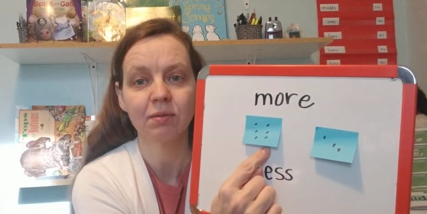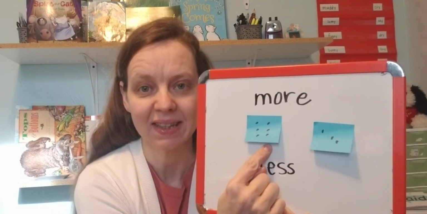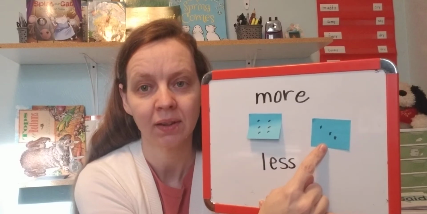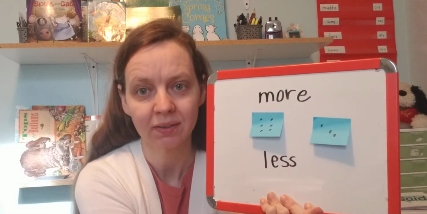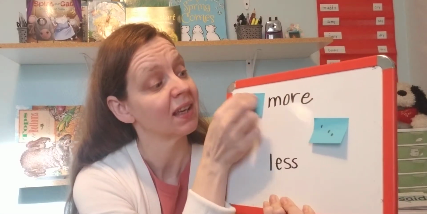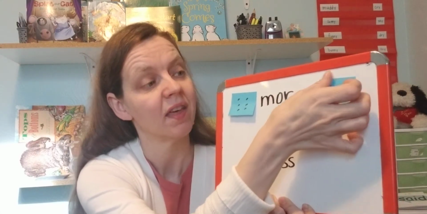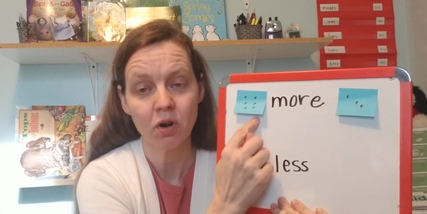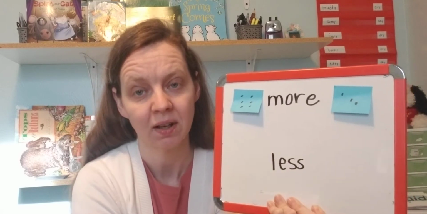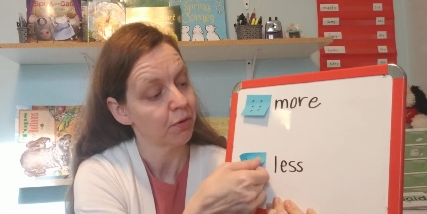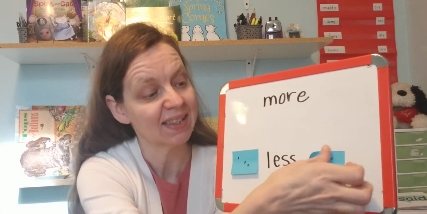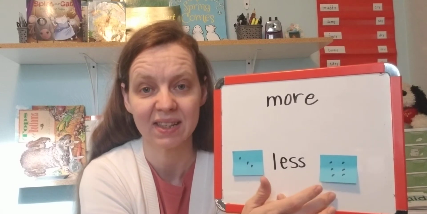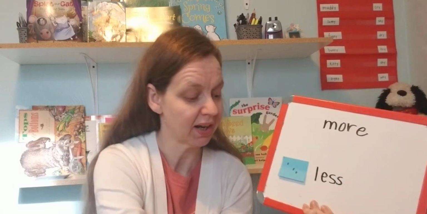How many dots do you see? 6 and 3. Which one is more? Is 6 more or is 3 more? 6 is more than 3. 6 has more than 3. There are more dots on this paper than there are on this one. All right, let's turn it around. 3 is less than 6. There are less dots on this page. 3 is less than 6. All right, now let's practice it with some numbers.